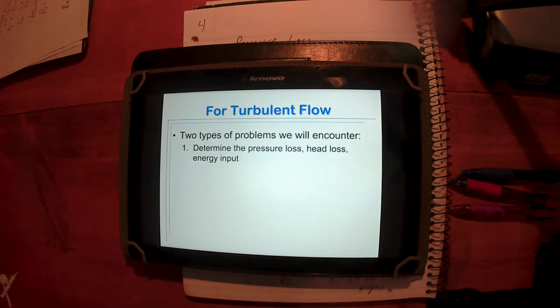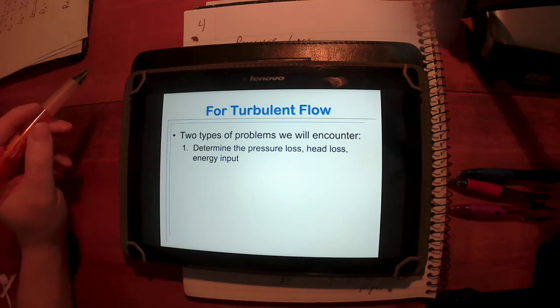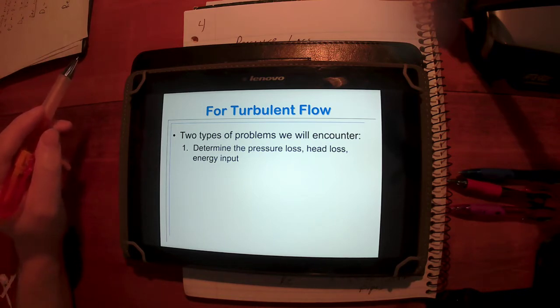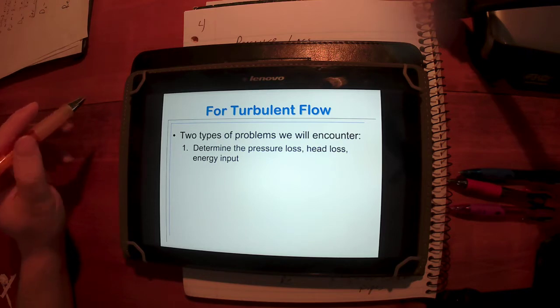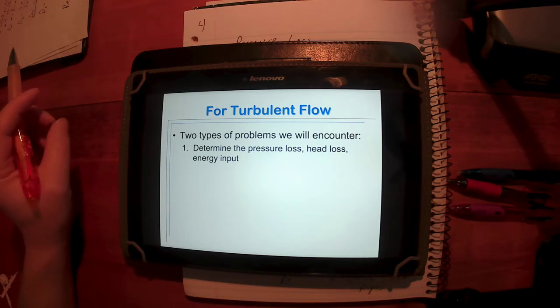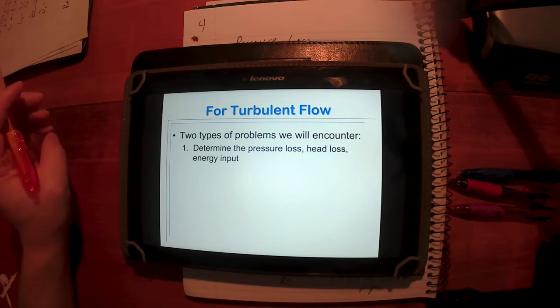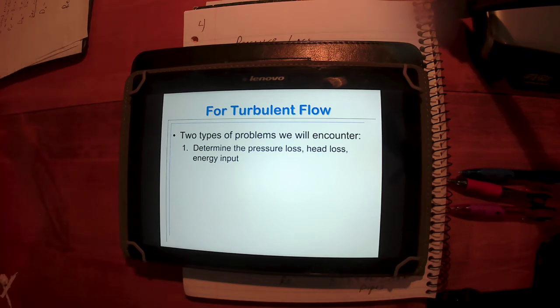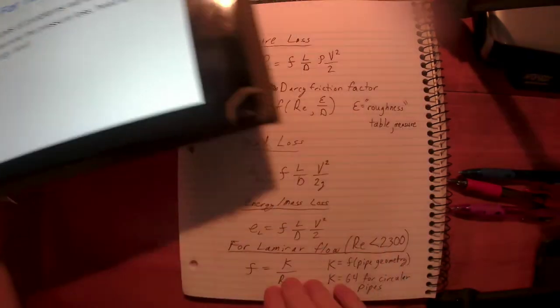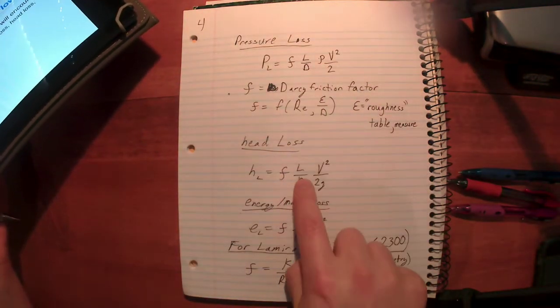Right now, a lot of times in a fluid mechanics class, when we're talking about pipe friction, there's two main types of problems that we'll encounter. One is where you're just simply asked to find the pressure loss, or maybe the head loss sometimes, or maybe they want to know what is the energy input required. They're basically asking you to find this loss term. They want you to actually quantify this guy.